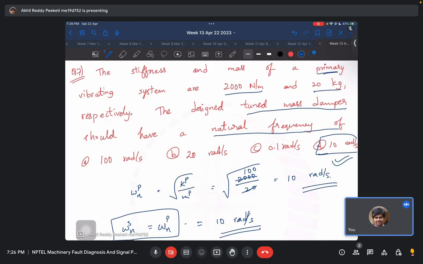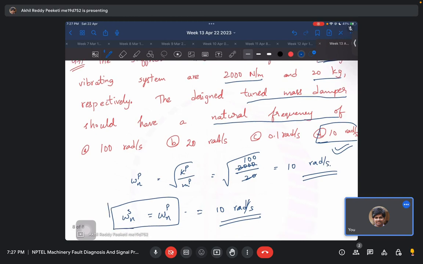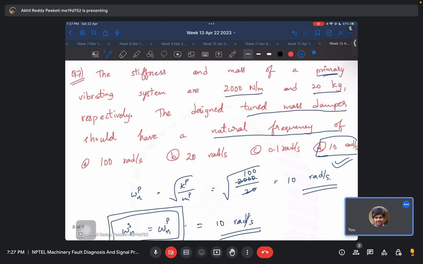So this is the important condition in the case of a tuned mass damper: the natural frequency should be the same. Okay, let's move to the next question.